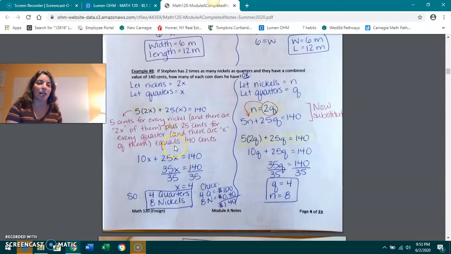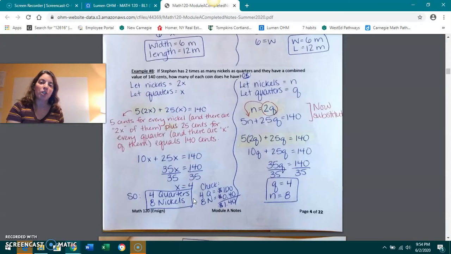Example 8 is a situation where Stephen has 2 times as many nickels as quarters. So again, think about that: how many quarters he has? He has twice that many nickels, and they have a combined value of 140 cents. Again, I set it up both ways. I could have nickels and quarters both have their own variable. Nickels is twice as many as the quarters I have. Again, nicely set up for substitution. We can pop it in there, find quarters, and then say twice that is the number of nickels. Or I can have that twice as many reflected here, have one equation, and solve that.